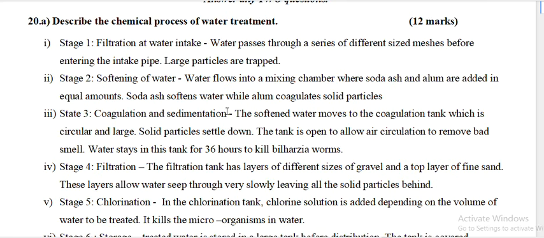Stage 2, we have softening of water. Water flows into a mixing chamber where soda ash and alum are added in equal amounts, and soda ash softens water while alum coagulates soil particles. Stage 3, coagulation and sedimentation. Softened water moves to the coagulation tank, which is circular and large. Then the solid particles are able to settle down. The tank is open to allow air circulation, to remove bad smell, and water stays in this tank for 36 hours to kill bilharzia worms.